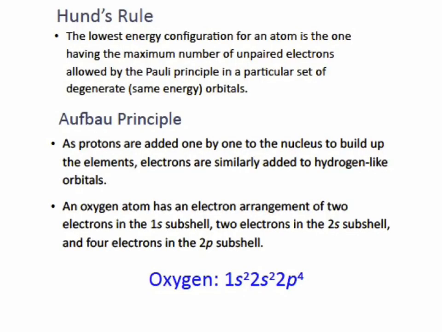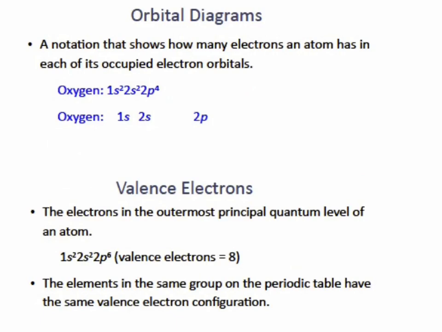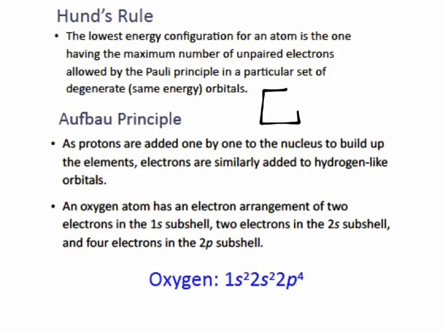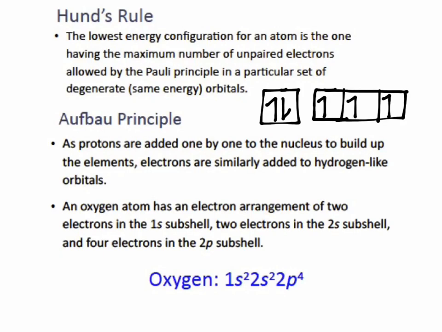Okay, so let's go to some of our rules. Hund's rule says that the lowest energy configuration is having the maximum number of unpaired electrons, as allowed by the Pauli exclusion principle. So if I take, say, the following on energy level 2, Hund's rule says I'm going to have the empty bus seat rule before I start filling each one up.